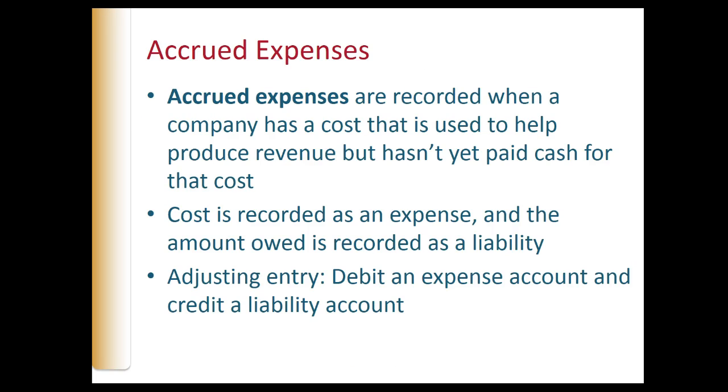Okay, so when a company has a cost that helps to produce revenue but hasn't yet paid cash for the cost, it needs to record the cost as an expense and also a liability for the amount owed. So as you can see, we just did that in the examples previously. This is referred to as an accrued expense. Now, the adjusting entry for an accrued expense always includes a debit to an expense account, which increases the expense, and will always include a credit to a liability account, which increases that liability.